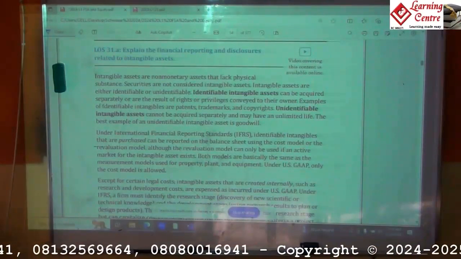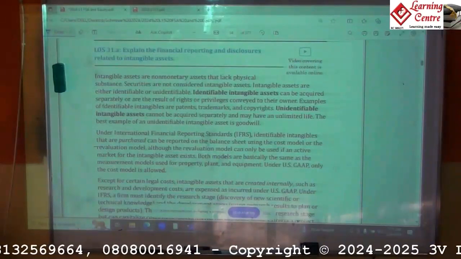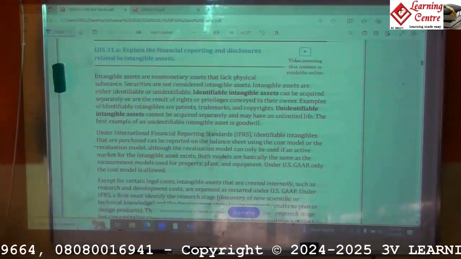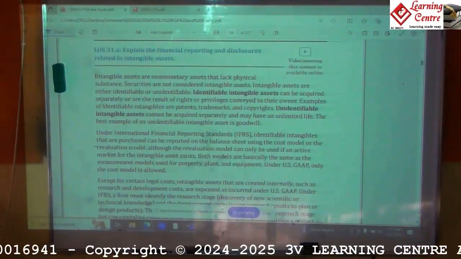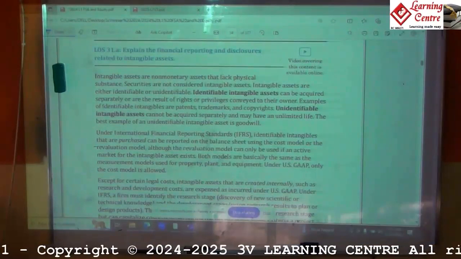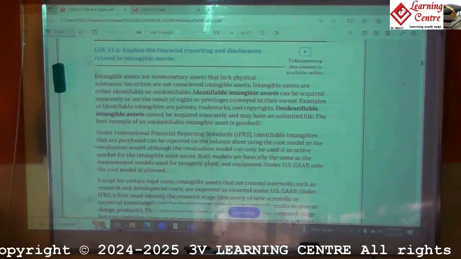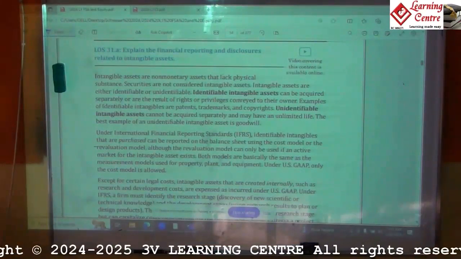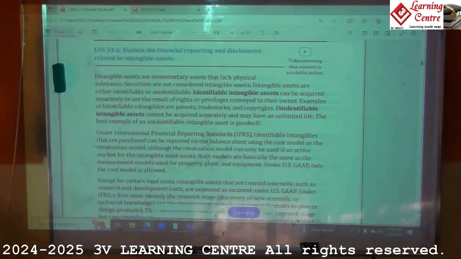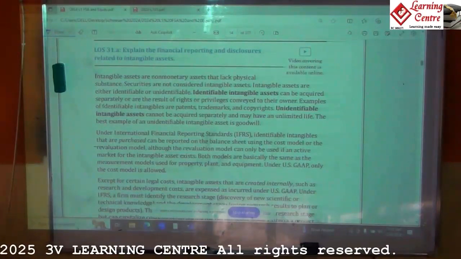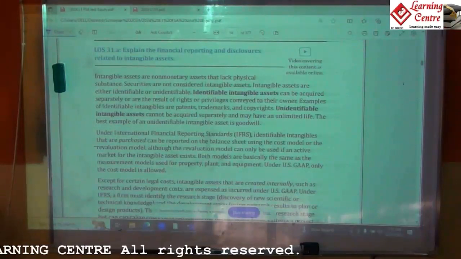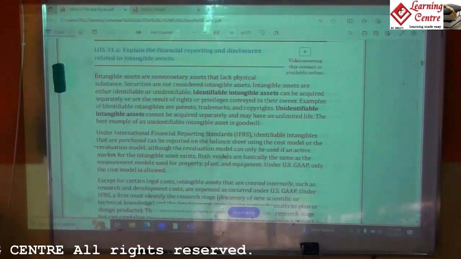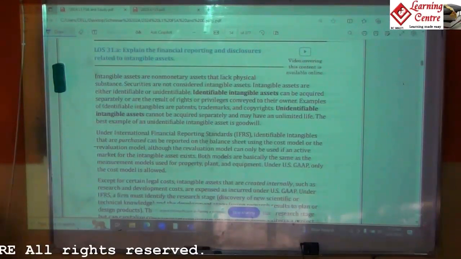The best example we can give is goodwill. But if I give you goodwill and say it has a limited useful life and can be acquired separately, how do you treat it? Watch out for this. You treat it as an identifiable intangible asset.